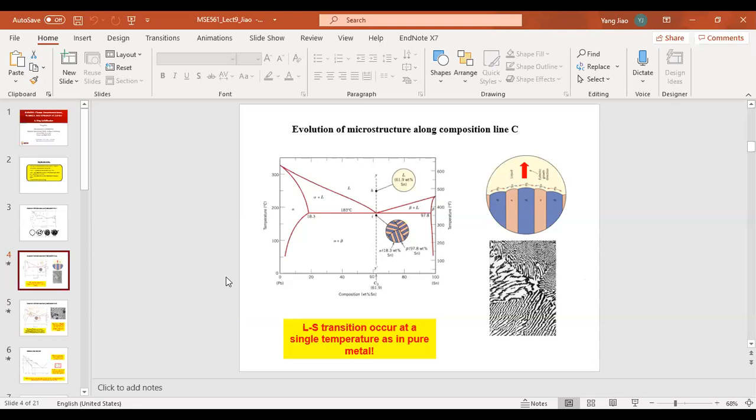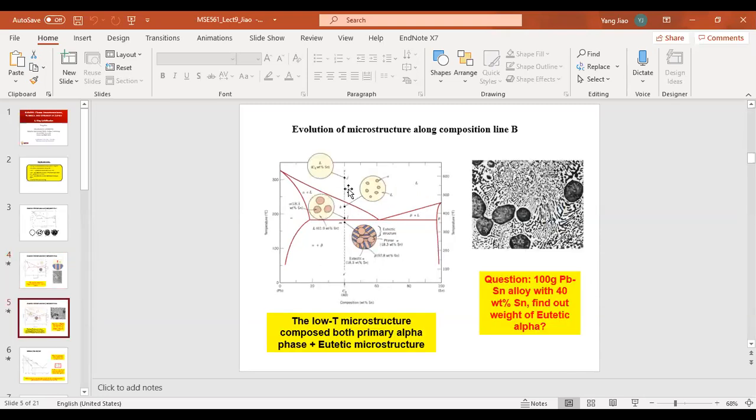So those are basically the two major pathways for alloy solidification. And you may be asking what happens to B, because if you look at what happens in B, there's no new mechanism involved, right?